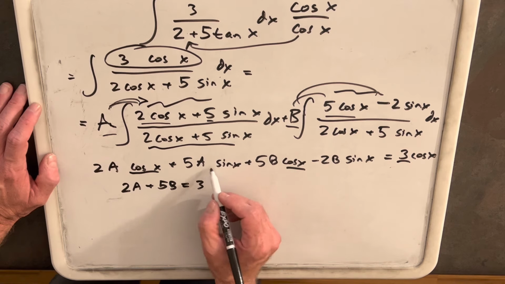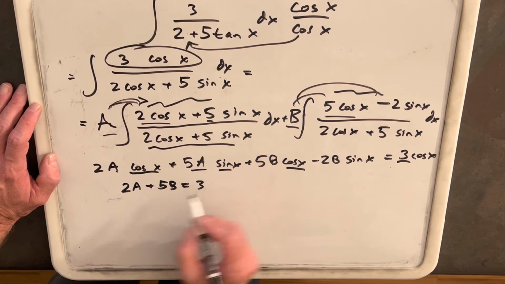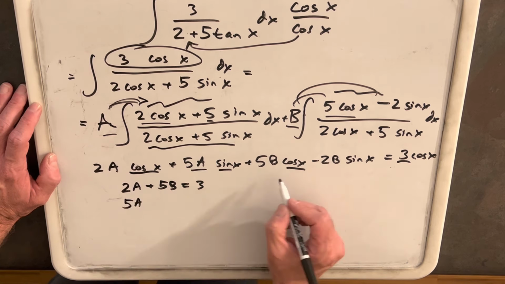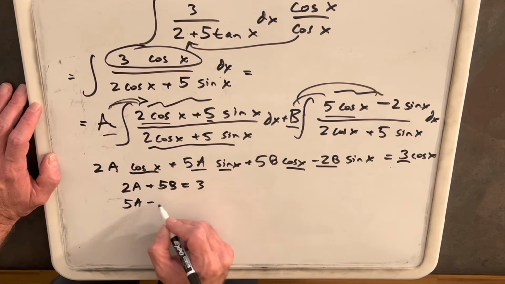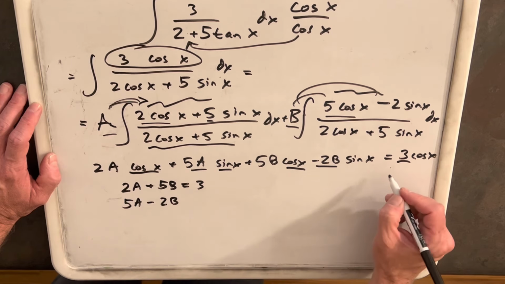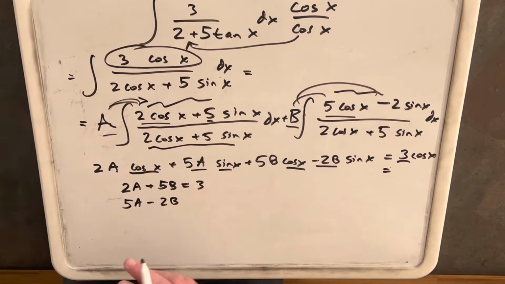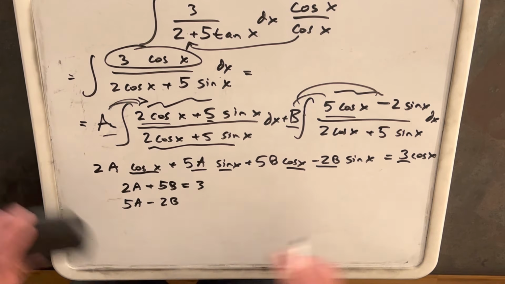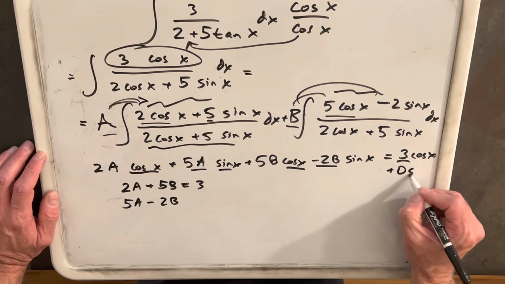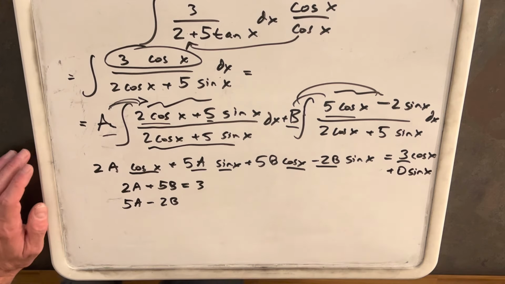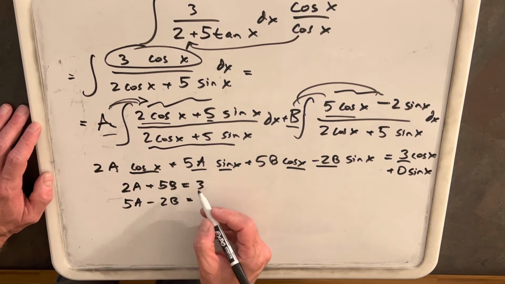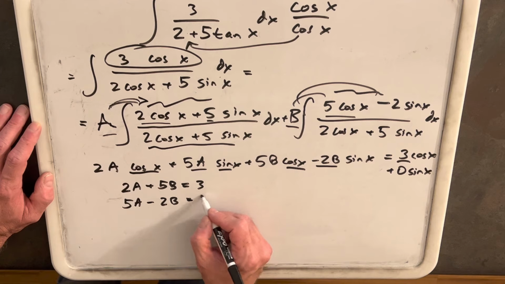And then we can do the same thing with sines. We have 5a sines here, and we have minus 2b. But on the right side we have 0. We've got no sines here, so we just write in a 0 sine x. So we can equate, we know that 5a minus 2b is going to have to equal 0.